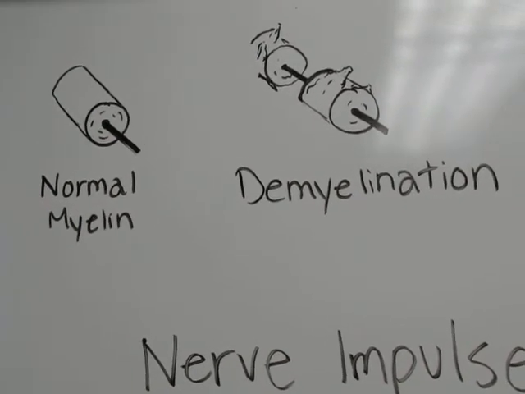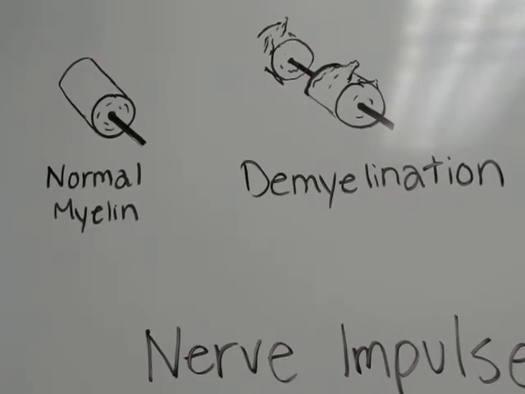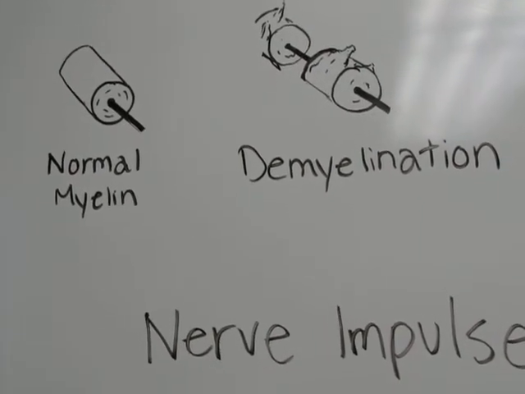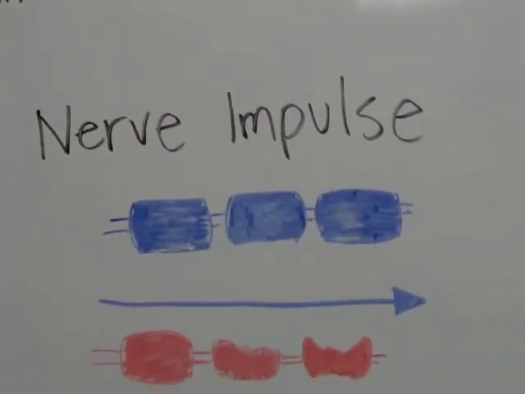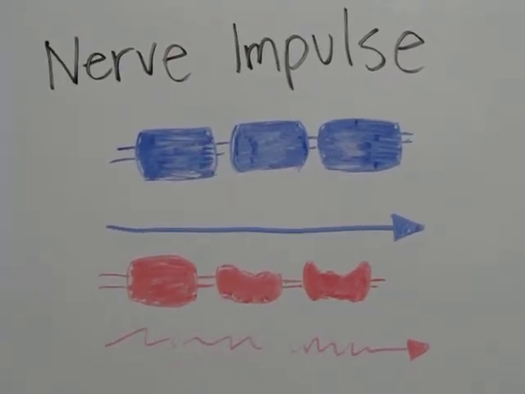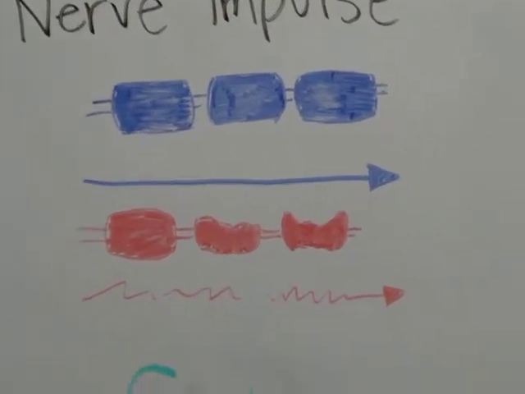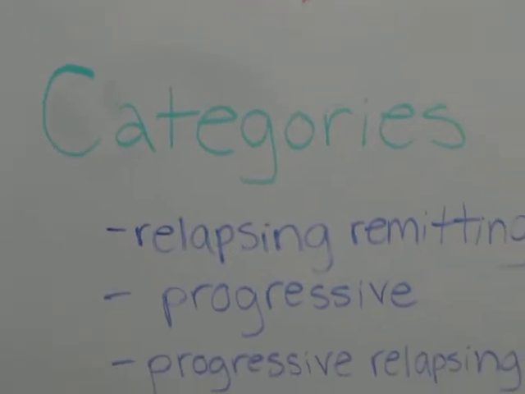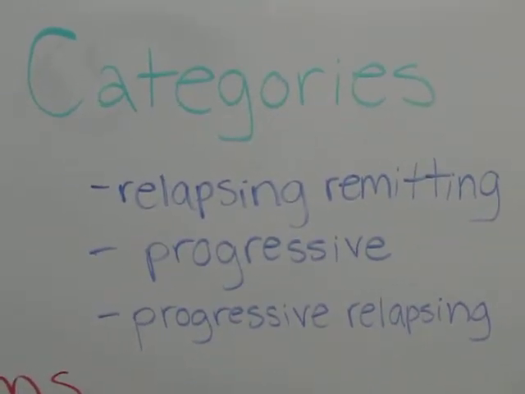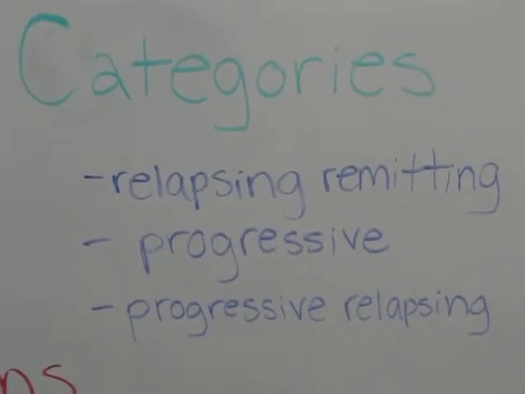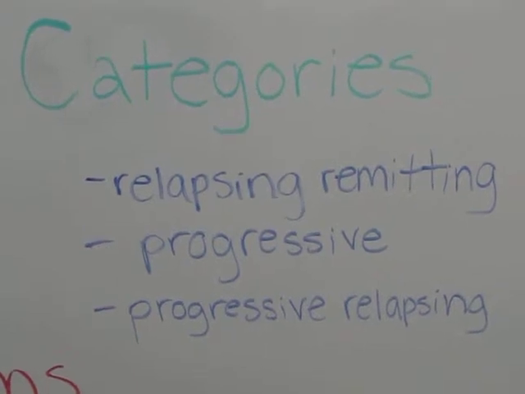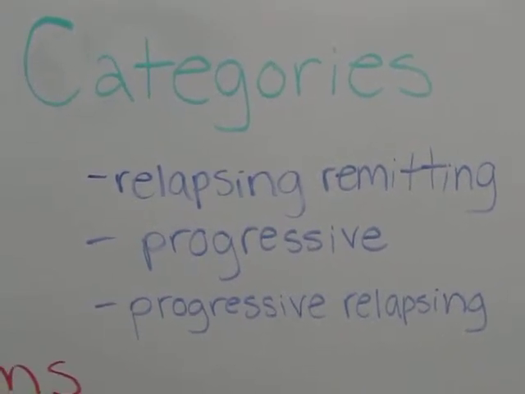We know that the myelin sheath helps with the transmission of impulses, so when demyelination occurs, messages that pass along the nerve axon become delayed or blocked, depending on the severity of the damage. There are three categories of MS, which include relapsing remitting, progressive, and progressive relapsing. Relapsing remitting is the most common type, as 85% of people have this.